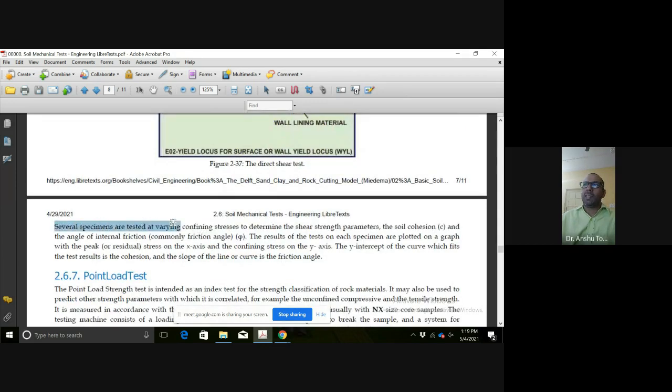Several specimens are tested at varying confining stresses to determine the shear strength property. So various different confining stresses are put to find out the soil cohesion, that is C, and angle of internal friction, commonly known as phi. So this is the common test which is along with the SPT test we discussed yesterday, standard penetration test. Along with the SPT, where we get the value of N, from the box shear test we get the value of C and phi.